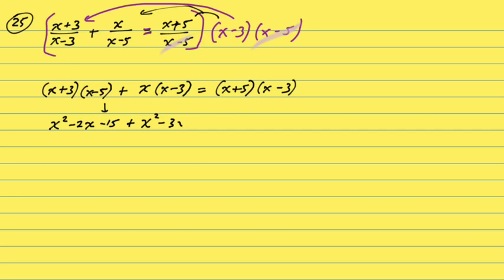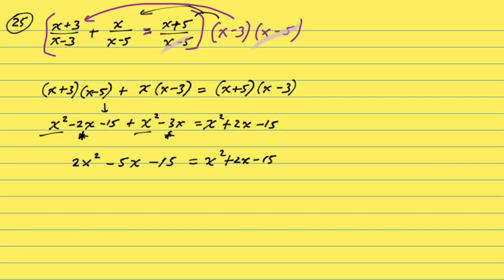x squared minus 3x. This would be x squared, I think, plus 2x minus 15, right? Last times last is negative 15. When you add those, you get a positive 2. Anyway, let's combine like terms. x squared and x squared should combine to give me 2x squared. Negative 2x and a negative 3x combine to give me a negative 5x. Then you have the minus 15 equaling this.